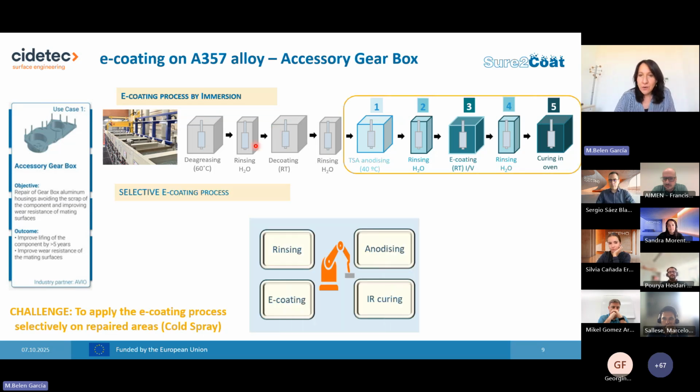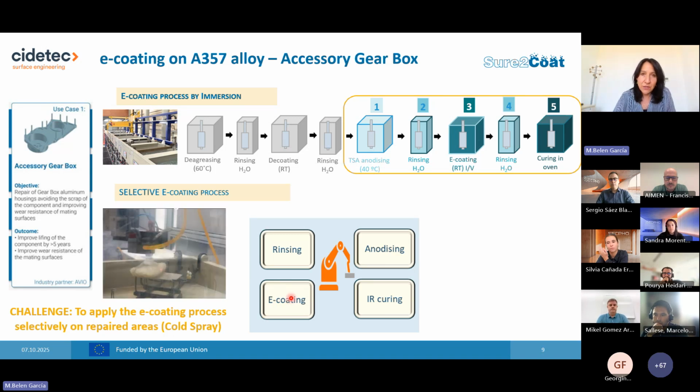So for that, we have been working in these last steps of the e-coating process: anodizing, rinsing, e-coating, and curing. In order to apply the curing step selectively, instead of putting the part in an oven, which is usually done, we are working on curing the coating by infrared light. And in order to apply the anodizing and the coating process selectively, we are using the brush plating technology.